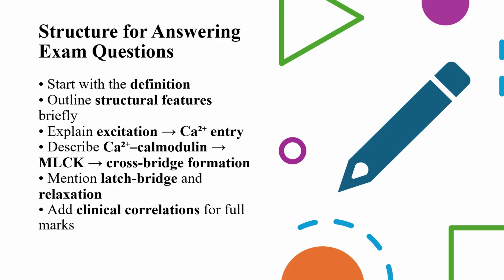Next comes the core pathway, calcium binding to calmodulin, activation of MLCK, and the phosphorylation of myosin, leading to cross-bridge formation. After establishing contraction, you mention the Latch-Bridge mechanism and relaxation. These two ideas show that you understand smooth muscle not just in the moment of activation, but in its energy efficiency and its ability to return to rest.